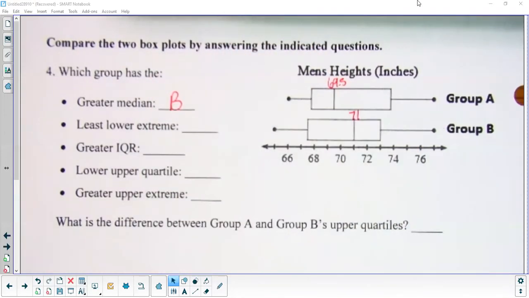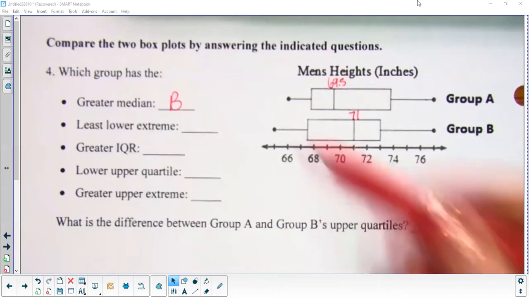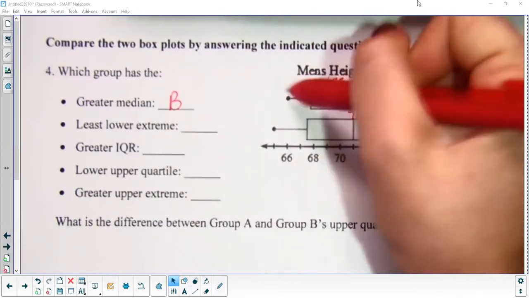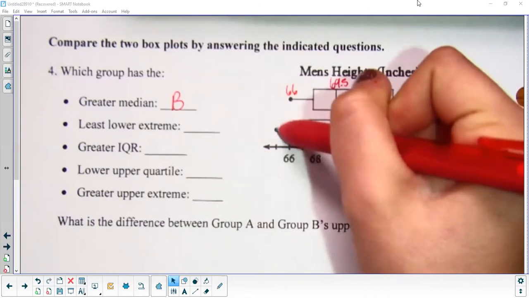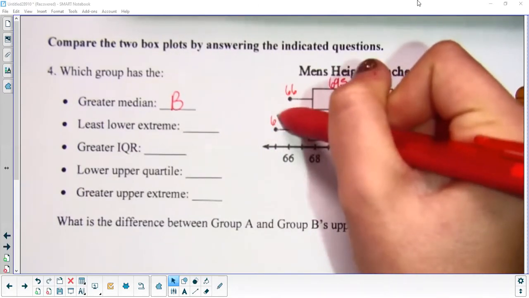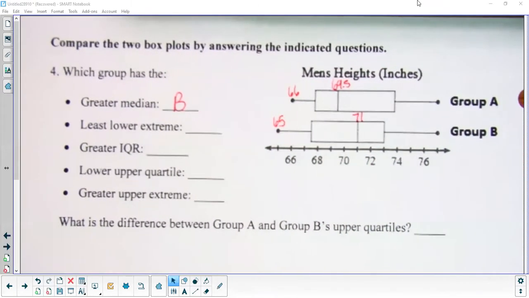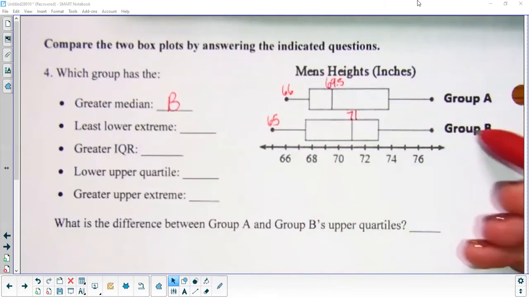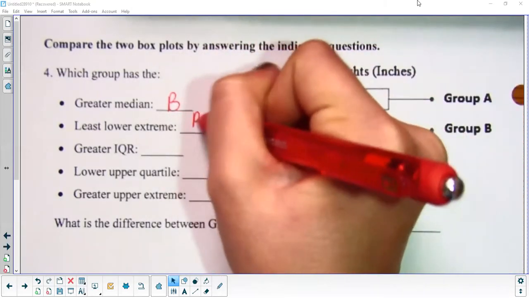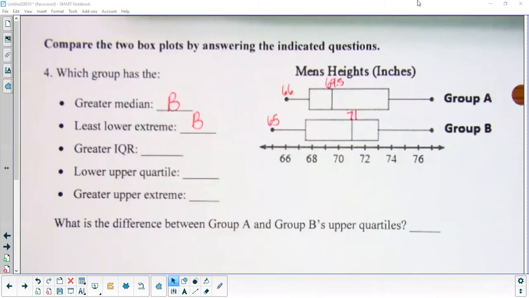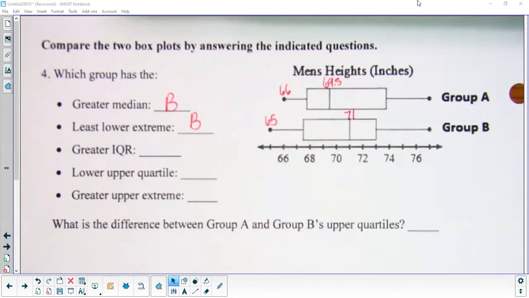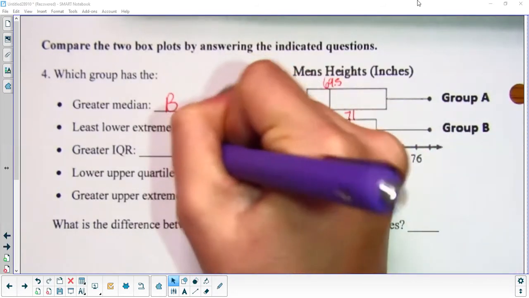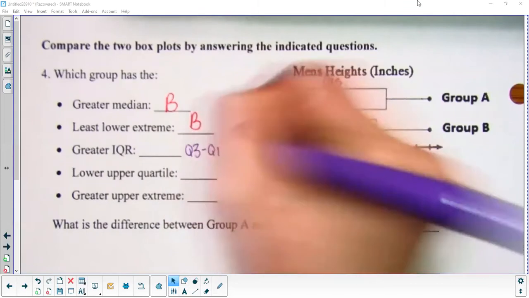All right, which one has the least lower extreme? Meaning here I've got 66 for this lower extreme. Here I've got 65. So which one is the least? Which one is the smallest number there? That one is going to be group B. All right, the greater interquartile range. So the interquartile range is when I take Q3 minus Q1.